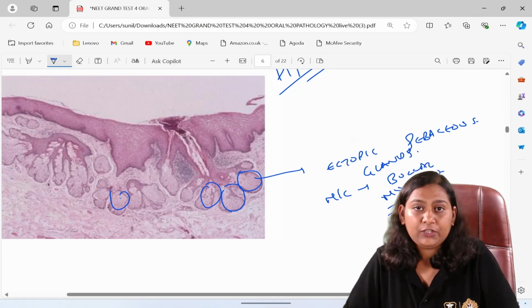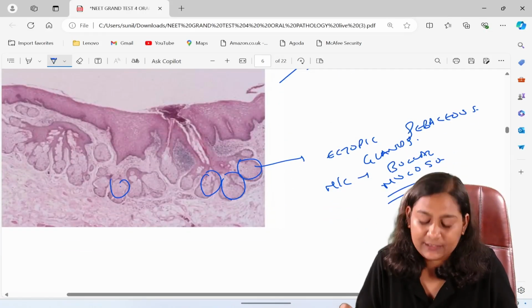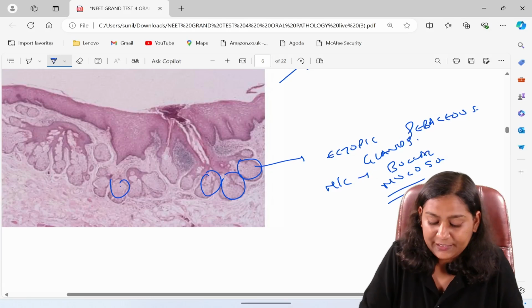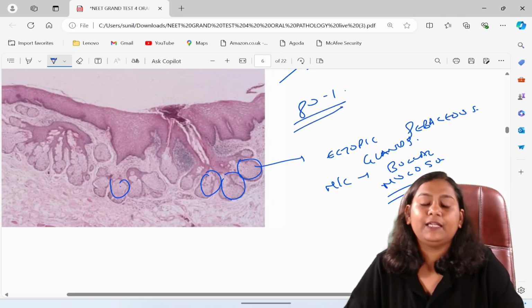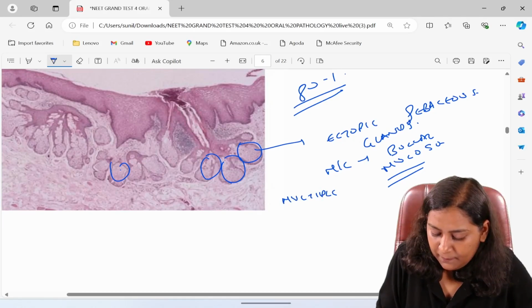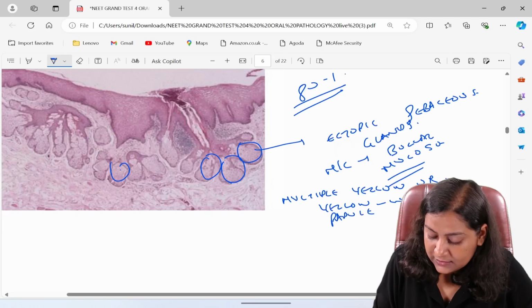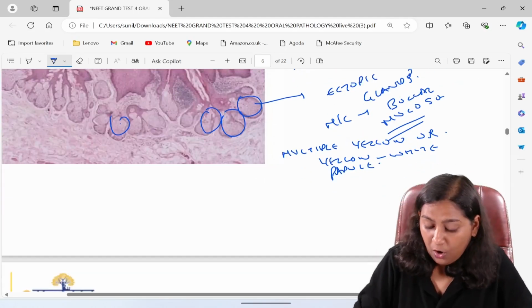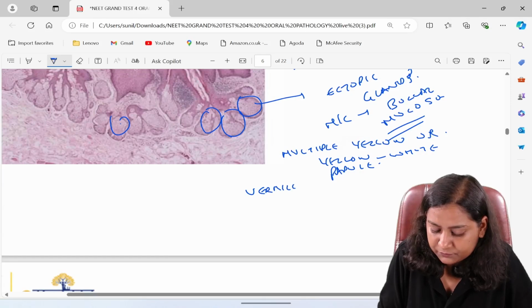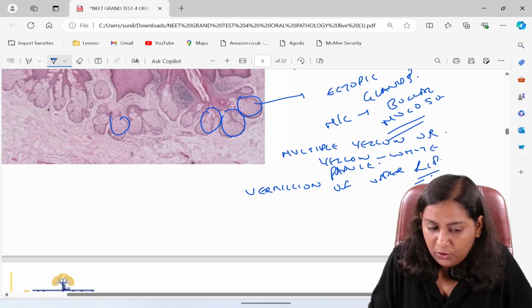Now, a very important question. Fordyce granules are normally seen in normal individuals, in 80% of the cases. They are seen as multiple yellow or yellow white papules. Remember, these are yellow white papules, seen most commonly on the buccal mucosa or the vermilion of the upper lip.